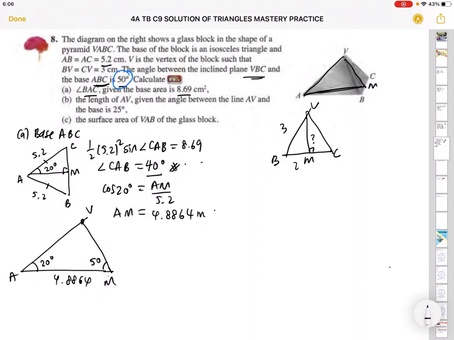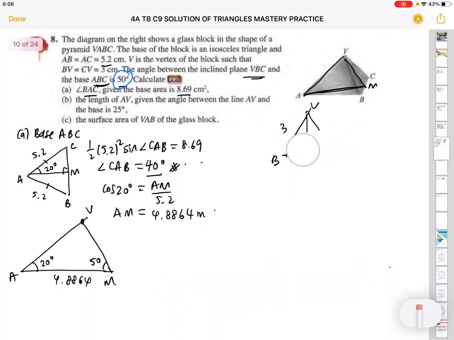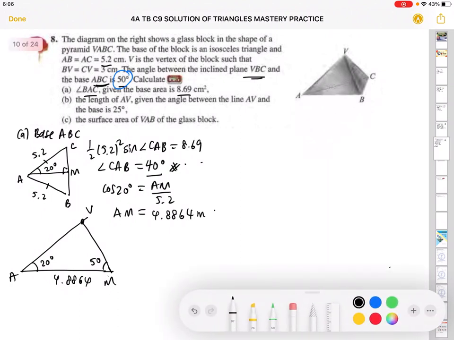We can actually find VM, and we don't need the 20 degrees. But if you count VM, your answer is a little bit different. Yeah, not a little bit. It's quite different, right? So anyhow, I'll just proceed with what I have. So you type in your calculator earlier, cos 20, you times it 5.2. I got 4.8864, so this is correct.